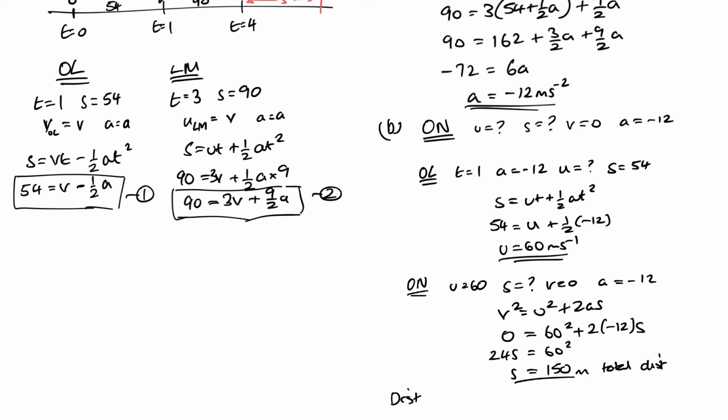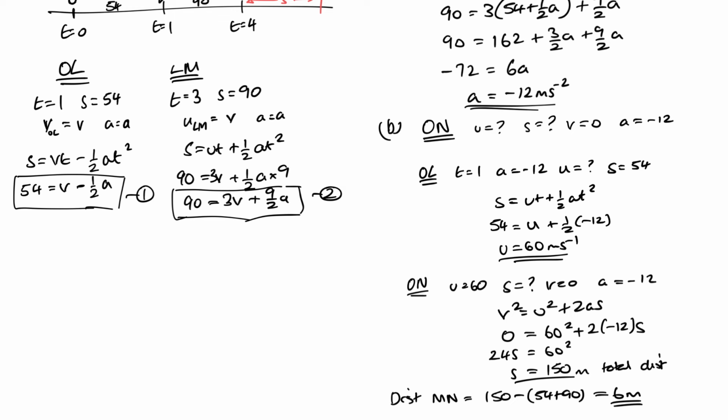Distance of MN is going to be that 150 minus my 54 plus 90. And that's going to give me 6 meters.